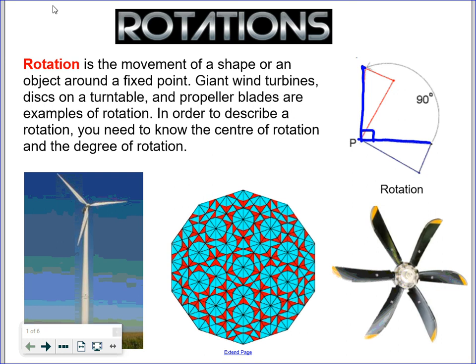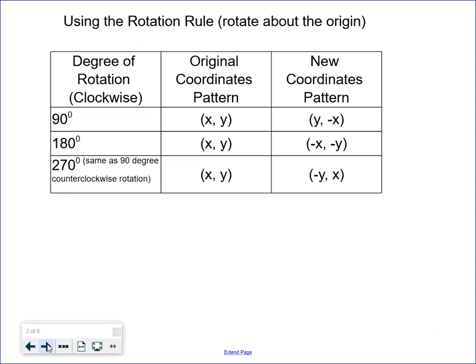So you need to know what point we're rotating it about, as well as how far we are rotating it. That would be the degree. So we have some rules of rotation if we rotate the object about the origin. If we rotate the object about the origin in a clockwise rotation, 90 degrees, our original point starts at x, y. The new coordinates, after we rotate it 90 degrees, will become the point y, negative x.